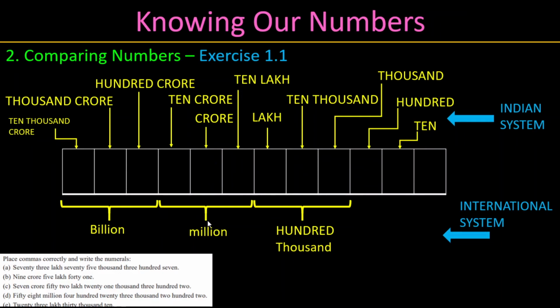Okay, next 23 lakh 30,010. 23 lakh 30,010. Okay, so this is the Indian system. This is how it should be, right?